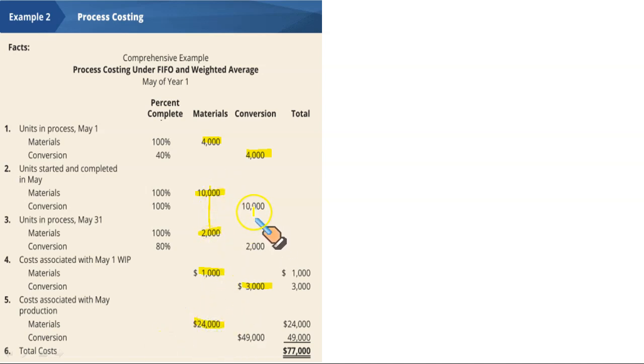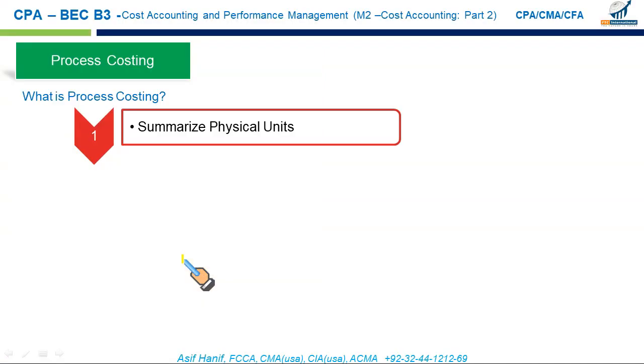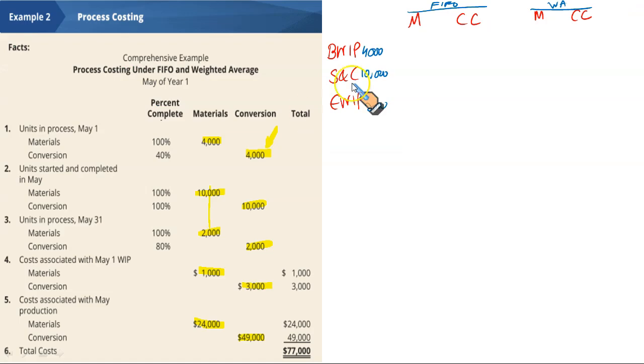And the conversion cost added was 49,000, some partly from the opening work in process and remaining on these 12,000 units. So we have been given all what we need. Let us follow our step-by-step approach, and then I will show you how we do. The first step says summarize the physical units. Now this is the first step here.